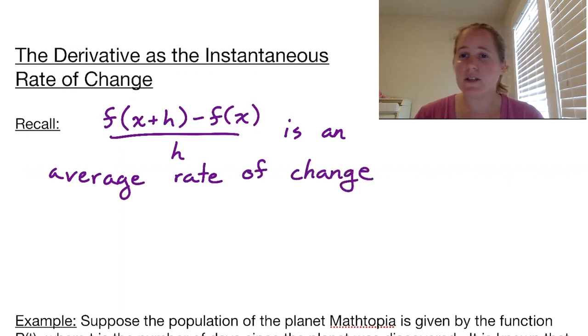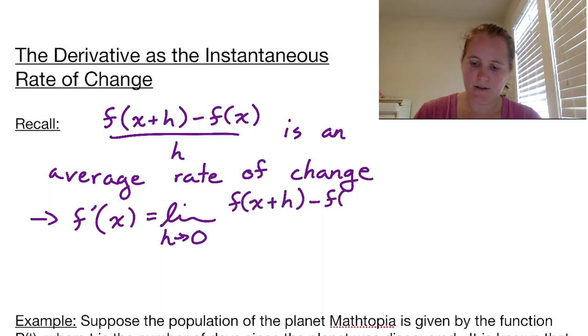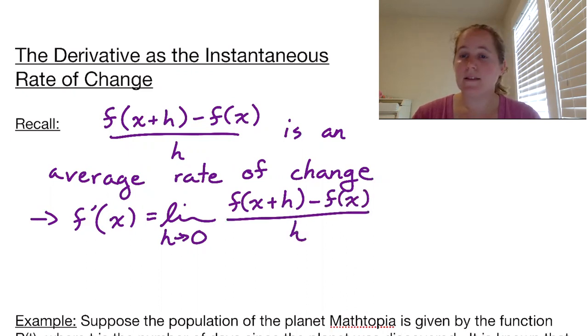And so then if we take the limit, right, so f prime of x is this limit as h goes to 0 of f of x plus h minus f of x all over h. This is essentially as we let the time, or whatever x units are, get closer and closer and closer together, it basically gets at what the rate of change is at that precise moment of time.